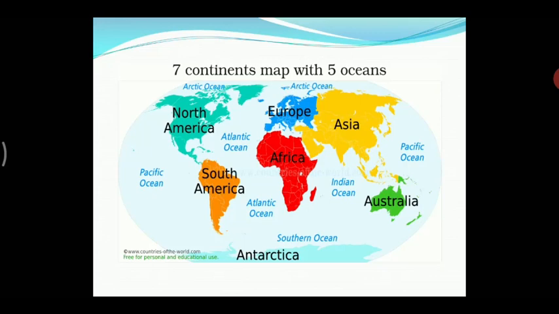As you can see in the picture, those in the dark black ink are our continents. And those in the blue ink are the oceans, that are the Pacific Ocean, Atlantic Ocean, Arctic Ocean, Indian Ocean, and Southern Ocean. Now, on which continent do we live? Do you all know? We live in the Asian continent.